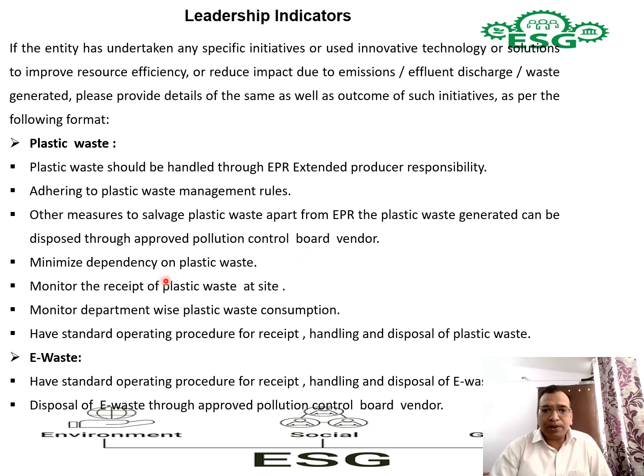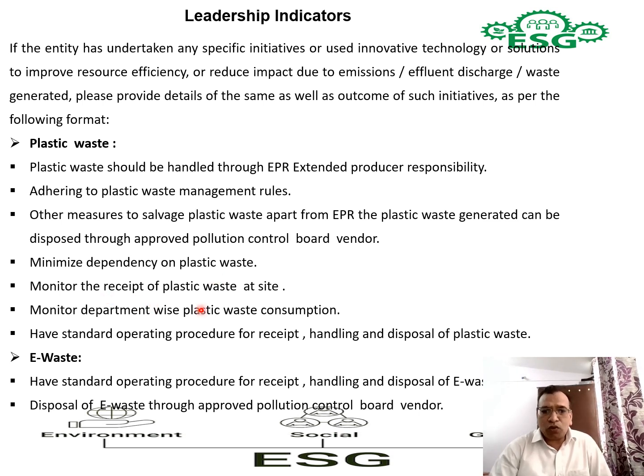Then minimize dependency on plastic waste. This is one of the most important things under sustainable development, so dependency has to be reduced. If at present you are consuming maybe 20 metric tons per year of plastic, you have to set a target for how you can reduce it next year by 25%, then again 50%. In the coming 4 to 5 years you have to see how you can reduce, and there are companies which are reducing the dependency and moving to other packaging material.